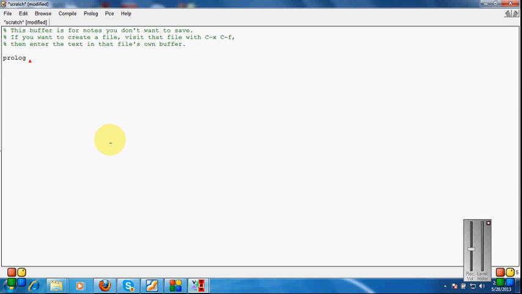So Prolog programming constructs. There are three things in the Prolog programming concept. Facts. You can use the facts.